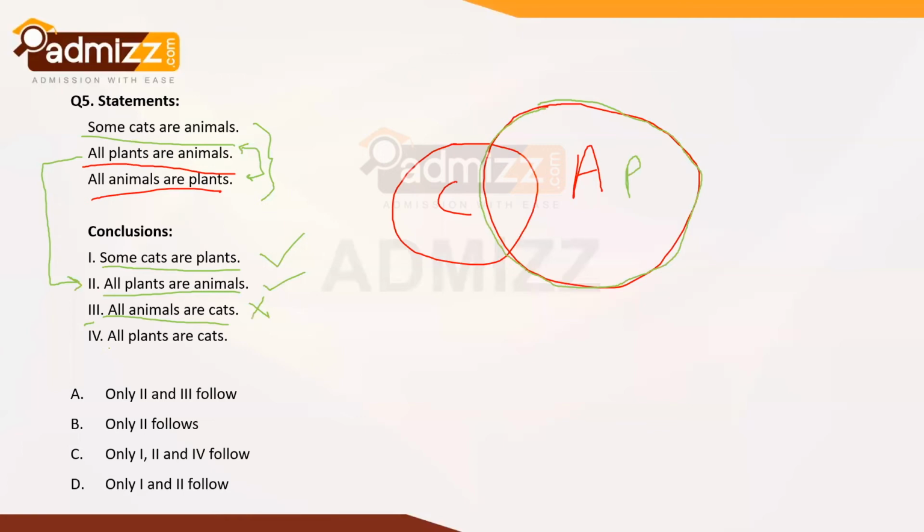Next up, we are given all plants are cats. Just the way that we cannot imply that all animals are cats, we cannot imply that all plants are cats as well. So this too cannot be implied. So only conclusions 1 and 2 follow, and option number D thus is the correct answer.